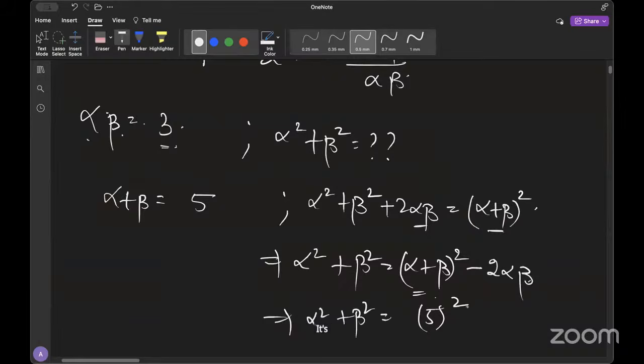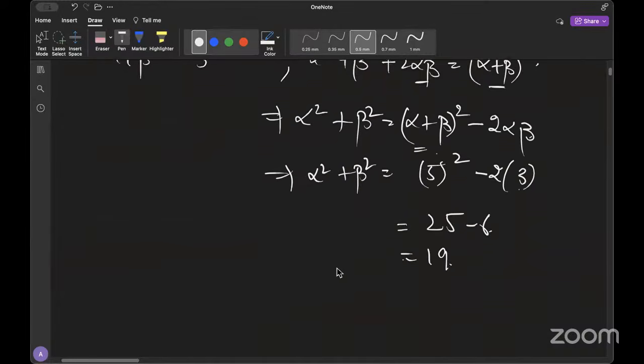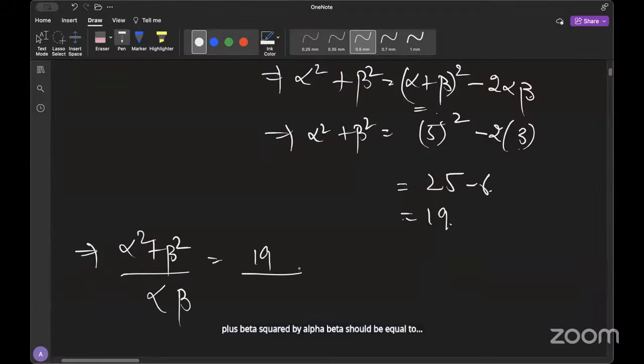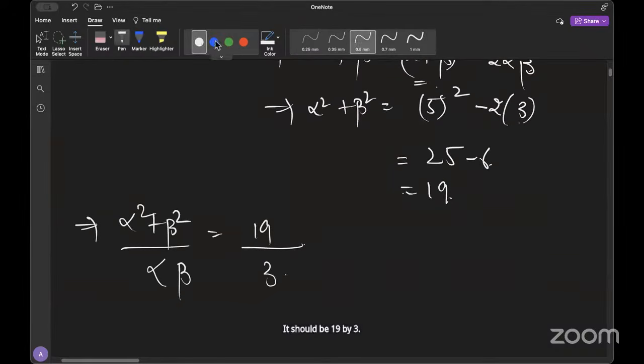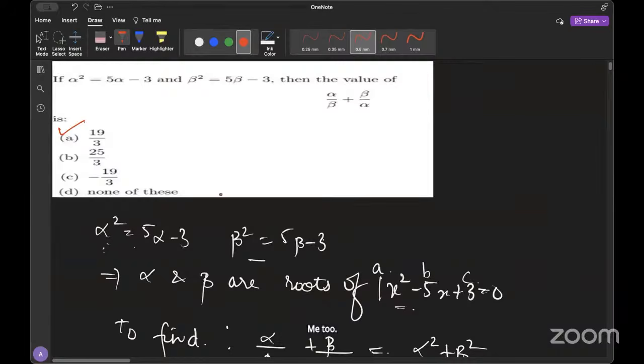It's given to us, and 2 times alpha beta, which is 3. So this becomes 25 minus 6, which is 19, right? And you have to find alpha square plus beta square by alpha beta, which should be 19, and alpha beta is 3. So it should be 19 by 3. So it's here, this option. Is this question clear to everyone?